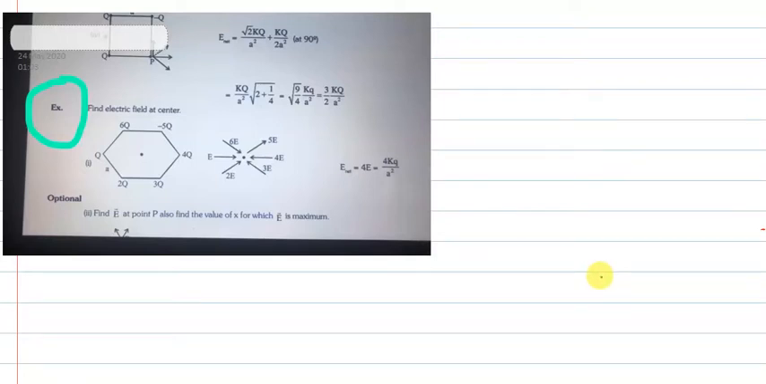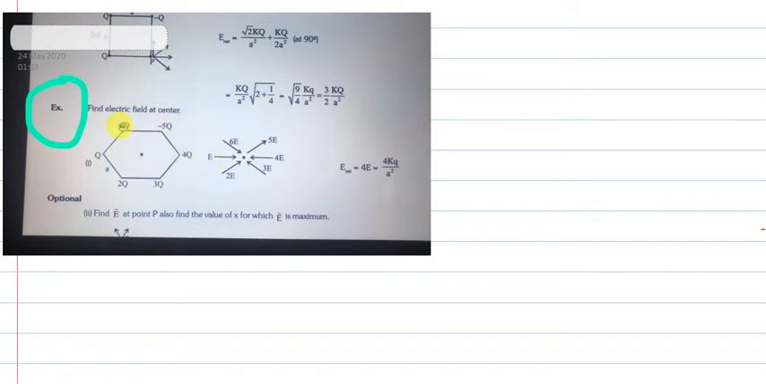Okay, so in this question, a hexagon is given here. You can see in the diagram, one hexagon is given, and charges are placed at the vertices of the hexagon. So we have to find out the electric field at the center.